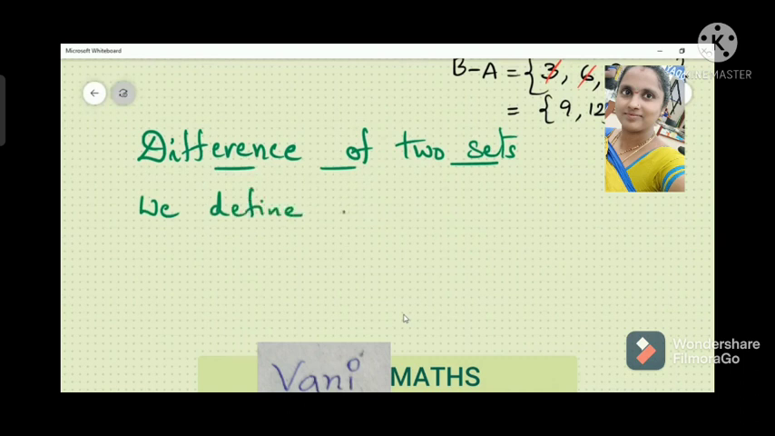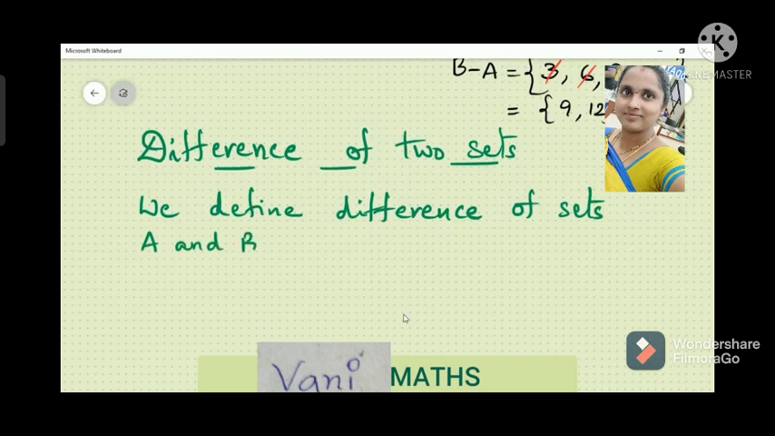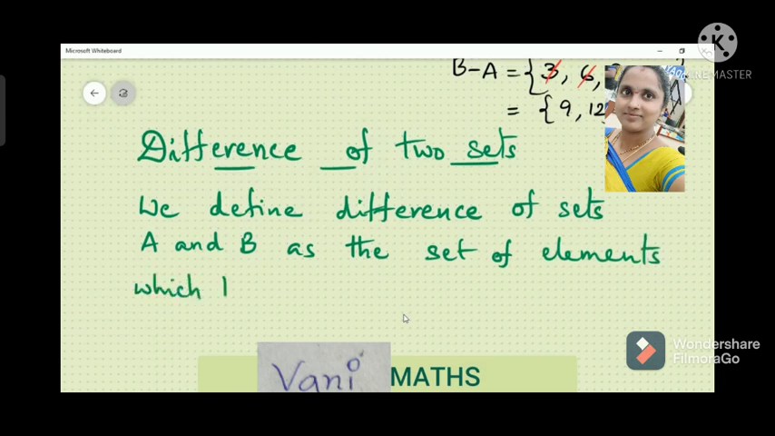We define the difference of sets A and B as the set of elements which belong to A but not in B.